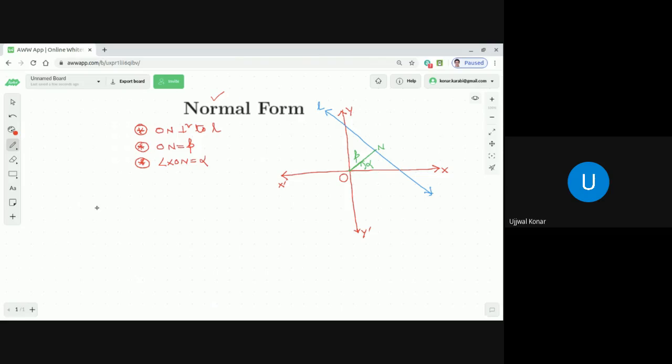Then what we are going to find, dear students, is the equation. The equation of a straight line such that the length of the perpendicular from the origin to the straight line is p, and the angle this perpendicular makes with the positive direction of the x-axis is alpha, is x cos alpha plus y sin alpha is equal to p. This is the equation of the straight line.